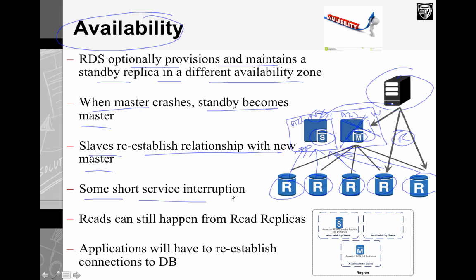Some short service interruption may take place when the slave to master takes place. It may be a few seconds of slow performance. But the reality is that the reads can still happen from the read replicas. Don't forget that the applications will have to re-establish connections to the database. And typically when you have a connection pool, the applications that are using the connection pool will re-establish the connection when a connection goes bad.